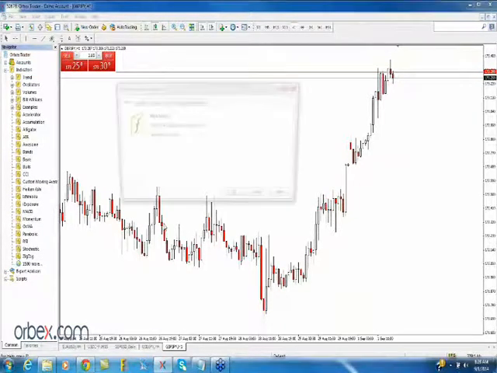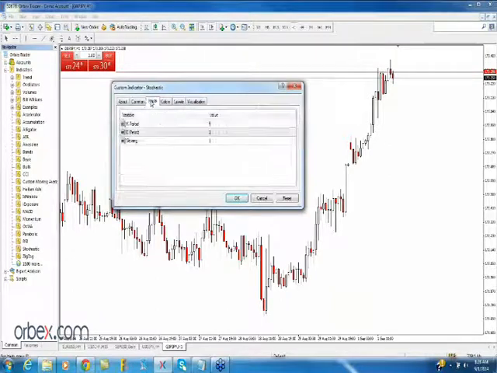Let's actually look at the input section here. Oh yeah, input, okay.